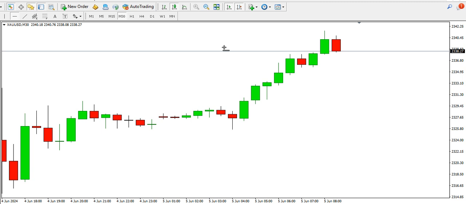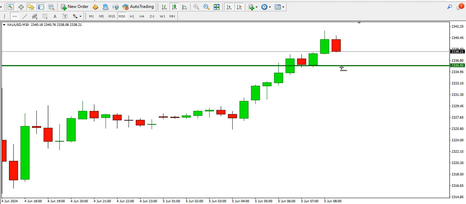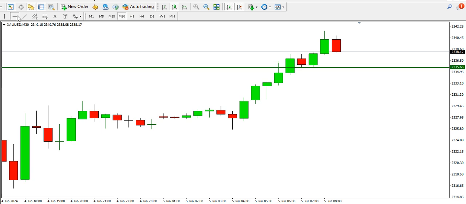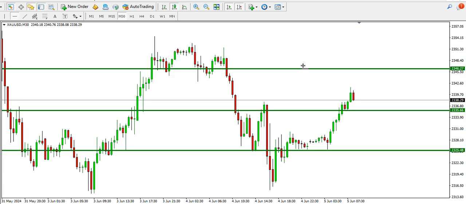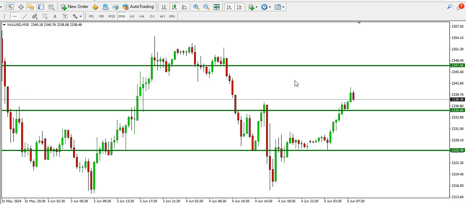You can place your stop loss around here, 2335. You can place your stop loss around here, 2325, if you are buying. But for now, it looks as if price is going up. And your target, your take profit, could be somewhere around here, 2347. That is if you are buying.